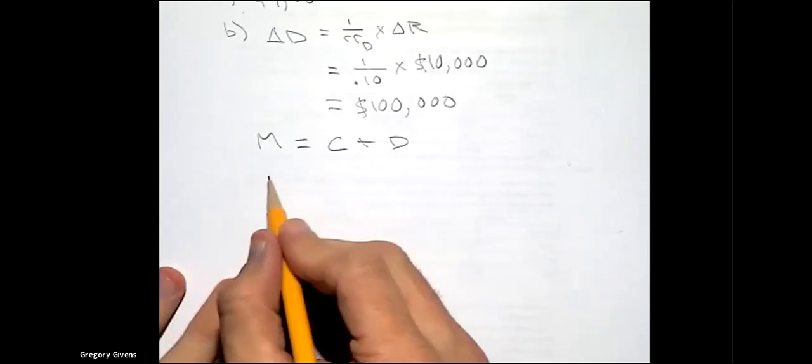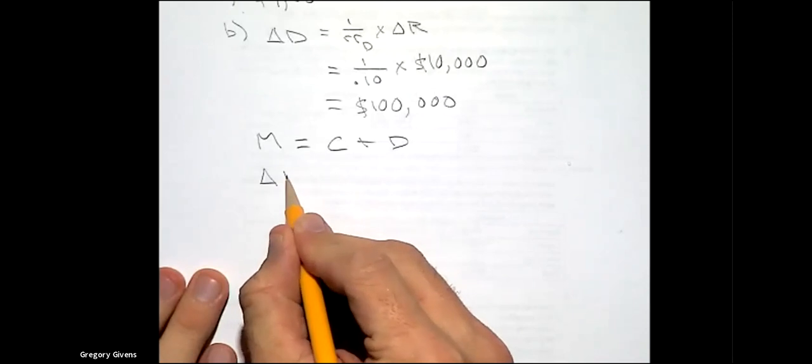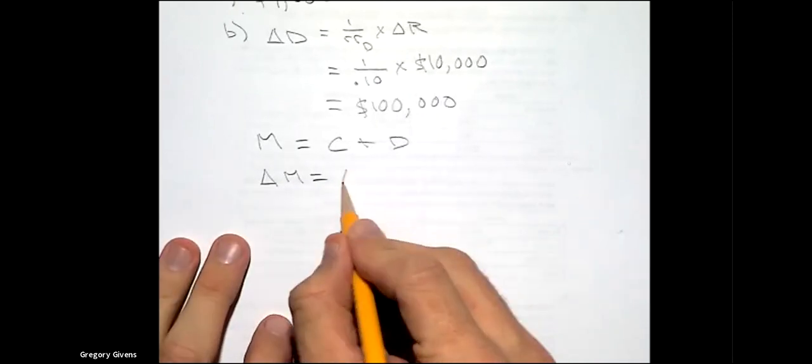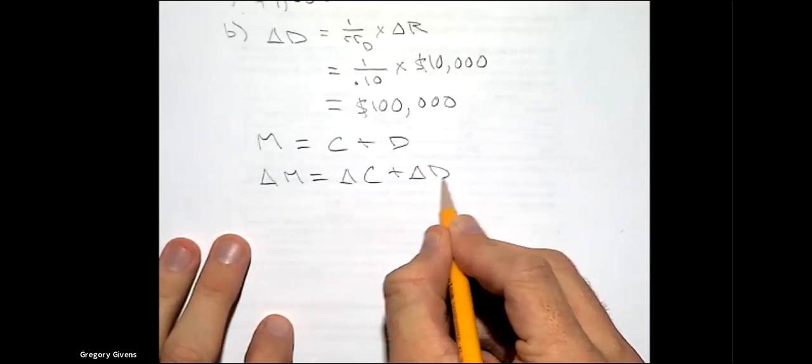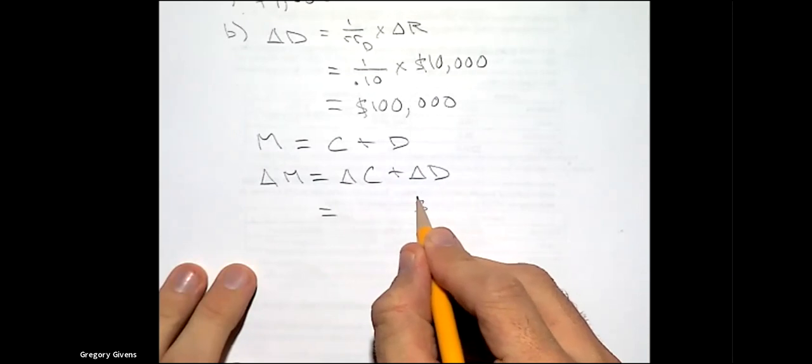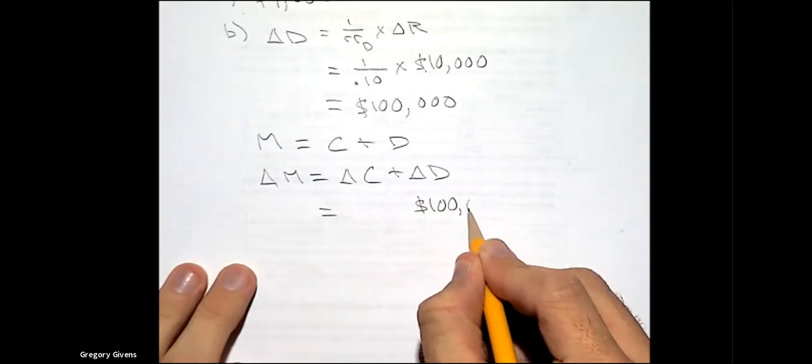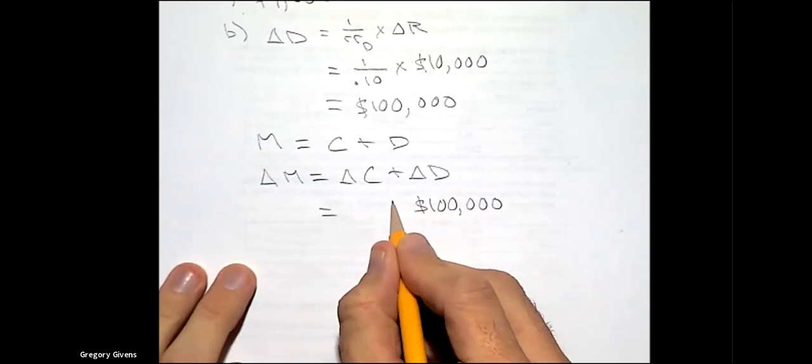So what this means then is that the total change in the money supply, delta M, let's call it, should be equal to the change in currency plus the change in deposits. Well, in this problem, what was the change in deposits? It was $100,000, right? But has there been any change in currency in circulation?